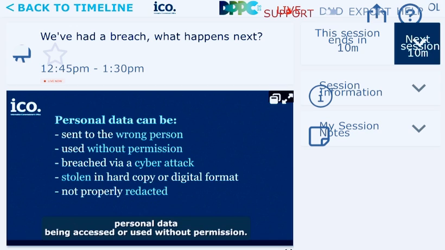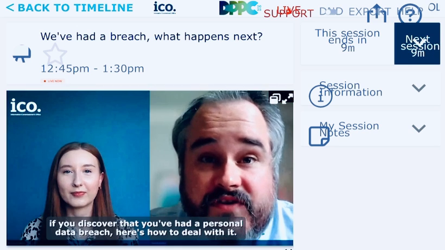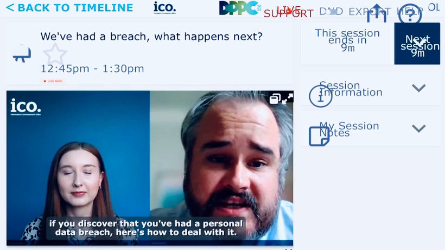Some examples of a common data breach can include personal data being sent to the wrong recipient, personal data being accessed or used without permission, cyber attacks which may lead to compromises of data or data being unavailable, the loss or theft of paperwork or devices, and the failure to redact information. If you discover that you've had a personal data breach, here's how to deal with it.